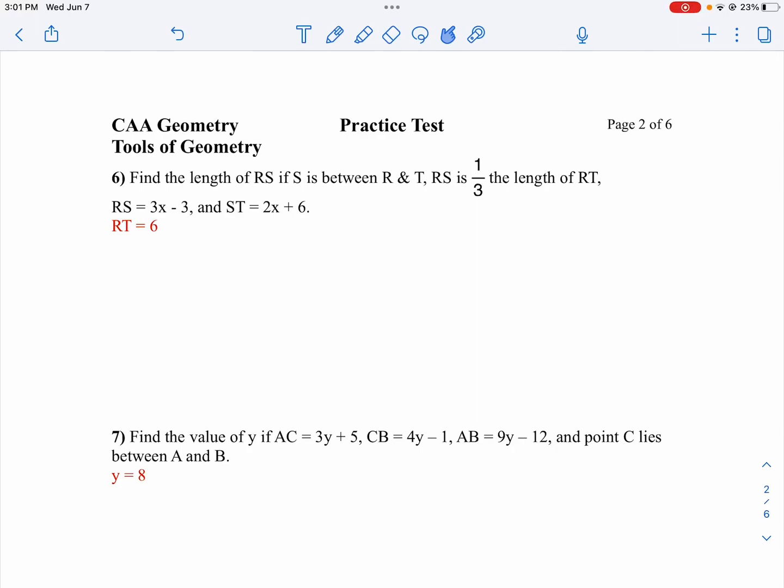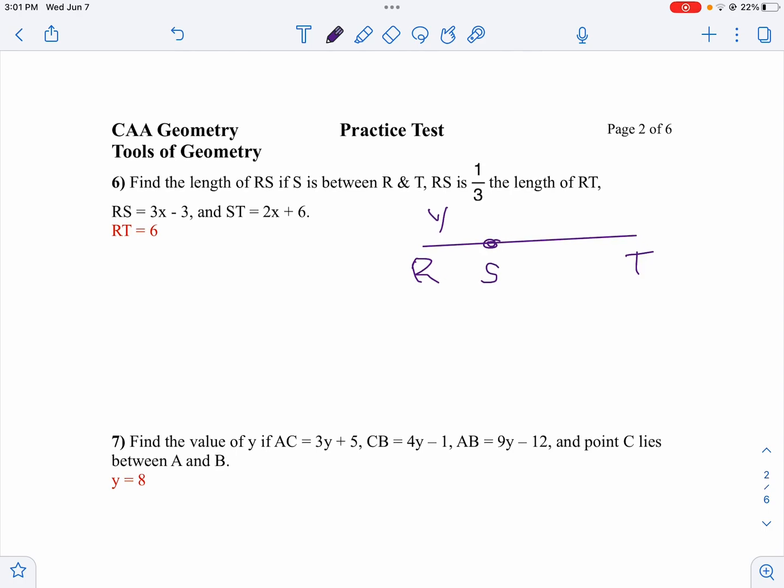I think the key on problem number 6 is to draw a picture. I want to find the length of r to s if s is between r and t. So here's r, here's t, s is someplace in between them. And I'm told that r to s is 1/3 the length of r to t. In other words, this is 1/3, which will make st 2/3, right?